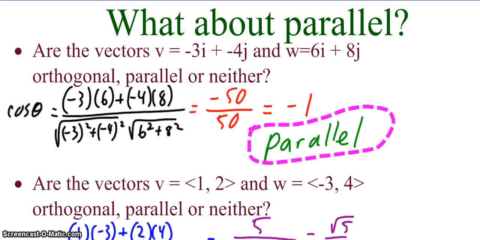Okay, so we should end up with the first set of vectors being parallel. We do the dot product, and in the numerator we end up with -50, and then the product of the magnitudes gives us 50, so the result is -1. And so I know that they're going to be parallel because they would have an angle of 180 degrees, or pi in radians.